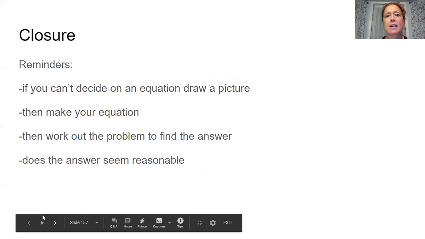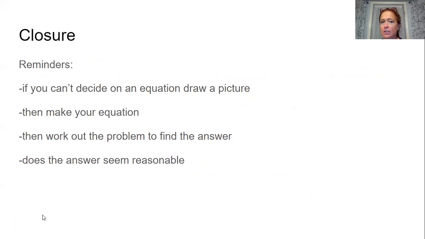Reminders. If you can't decide on an equation, draw the picture first, then make your equation. Then work out the problem to find the answer to the unknown. And then does the answer seem reasonable? Okay, so that's when I went back and I double checked my work to make sure that it was a reasonable answer.